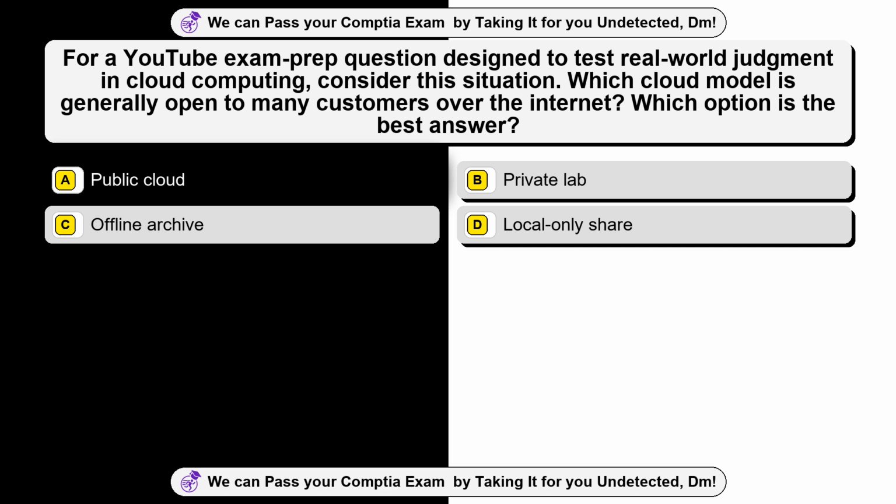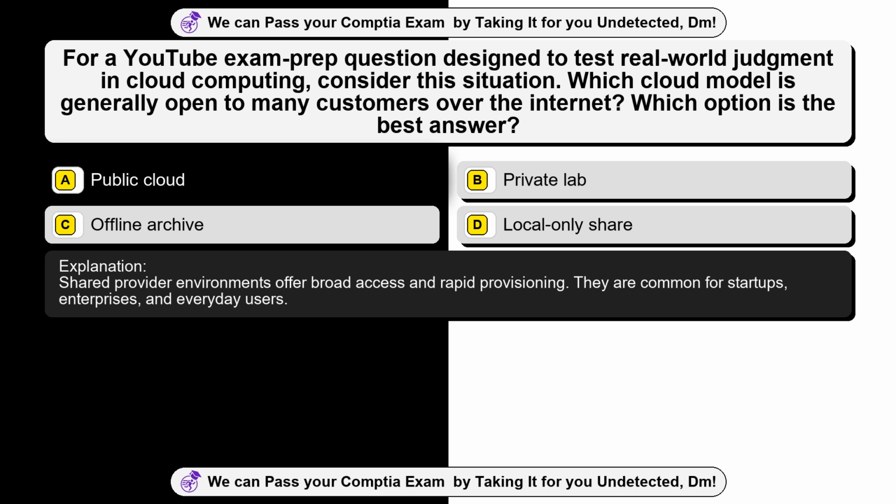The correct answer is option A, public cloud. Shared provider environments offer broad access and rapid provisioning. They are common for startups, enterprises, and everyday users.